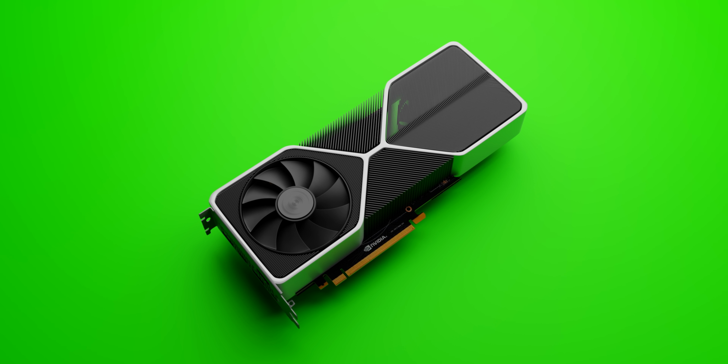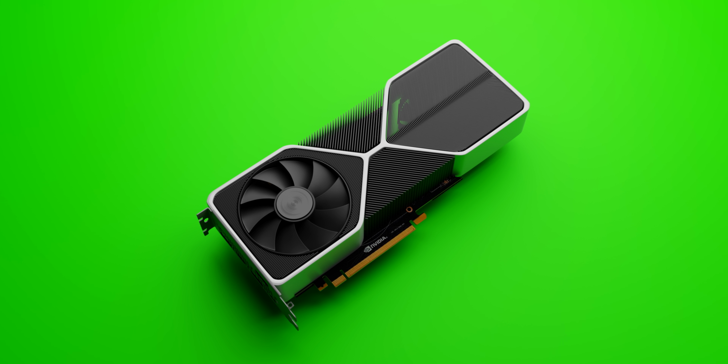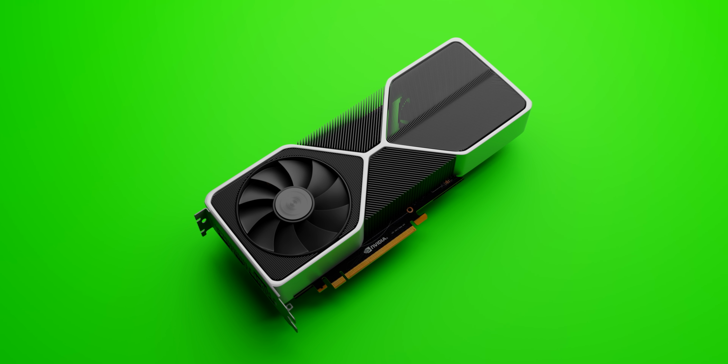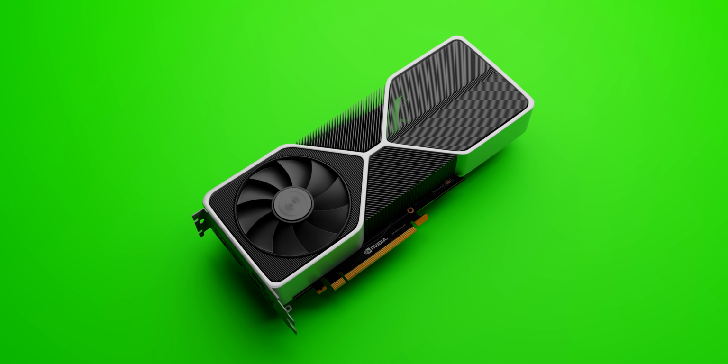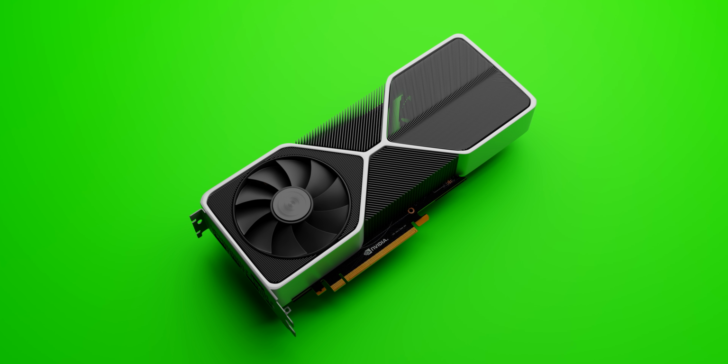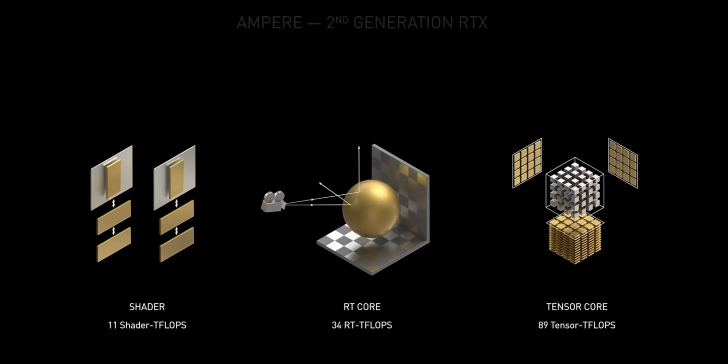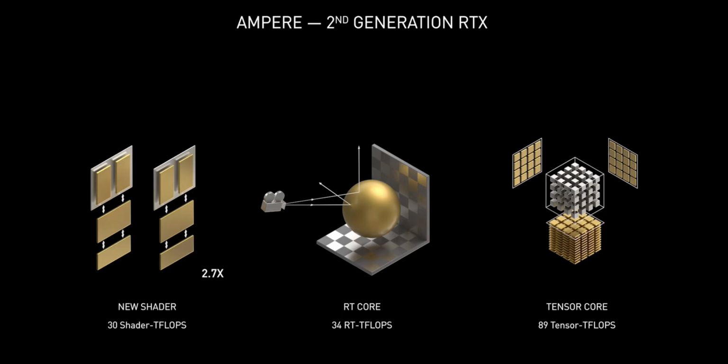Nvidia also mentioned that Ampere does two shader calculations per clock as opposed to one, claiming a massive 2.7 times improvement in shader performance, but I found it interesting that this is something that they didn't expand on, as it seems like a pretty important point.